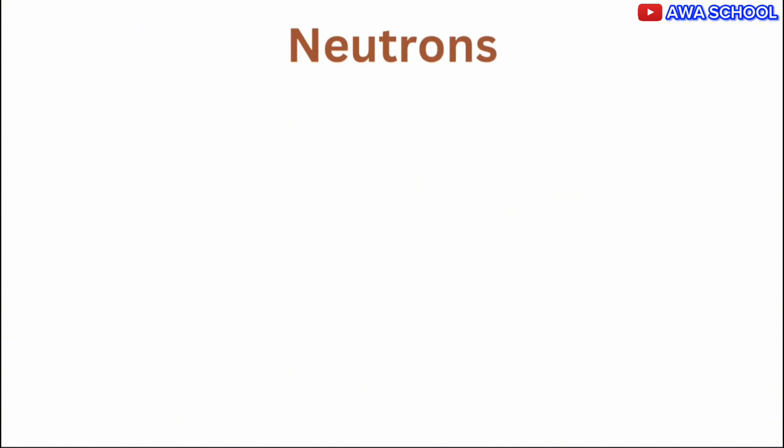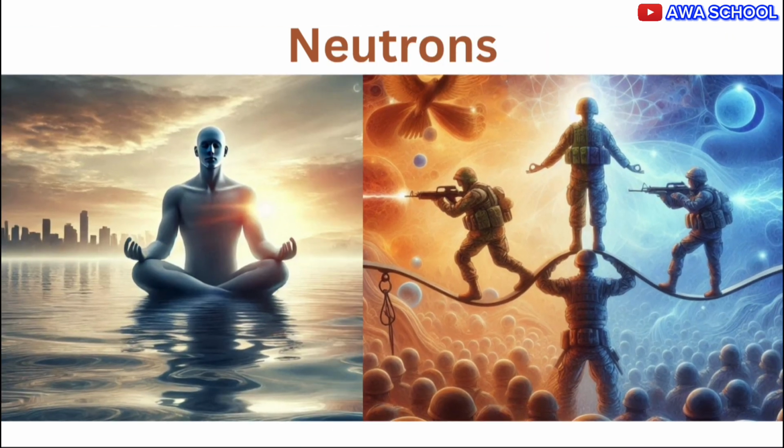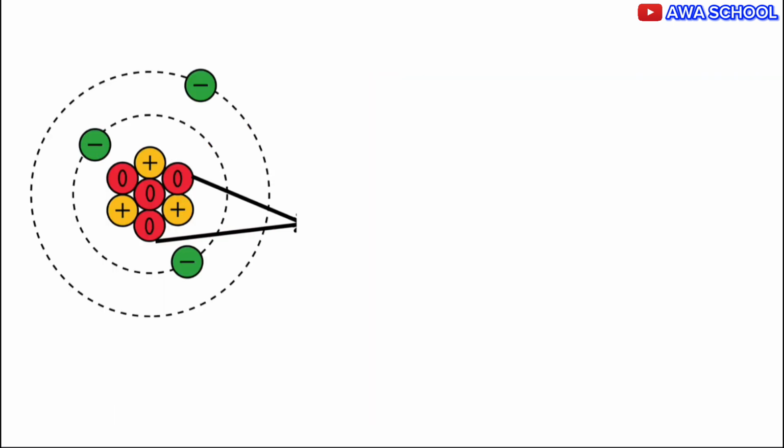Now, for neutrons, we will assume them to be calm, neutral creatures with no charge. So neutrons have no charge. They are neutral. They have no charge. Exactly. Next is the neutron number.